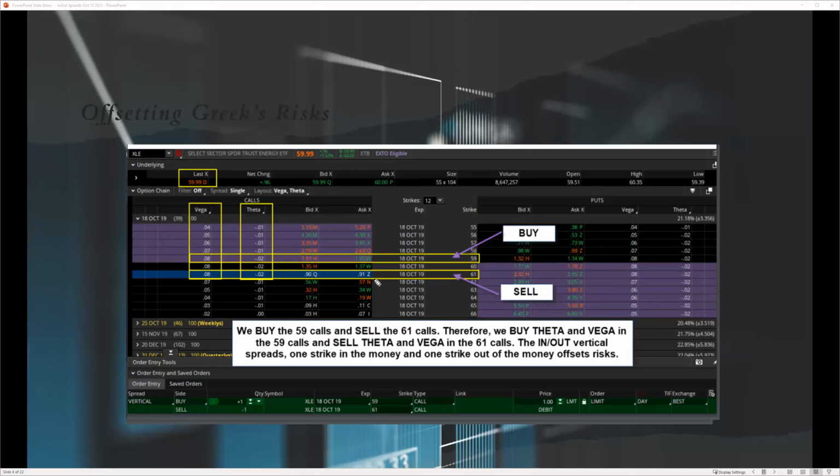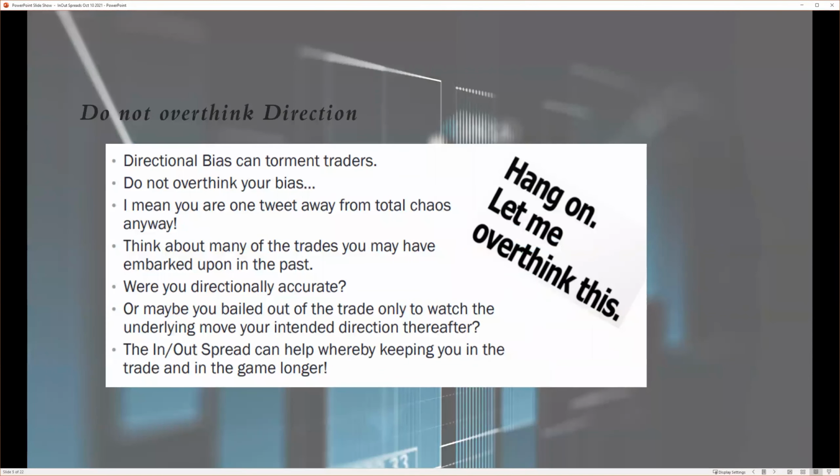So next slide, let me get rid of this. Let's not overthink the direction, right? Directional bias can sometimes torment traders. Am I going to be right? Am I going to be wrong? What is the hourly, the daily, the weekly? So don't overthink your bias.